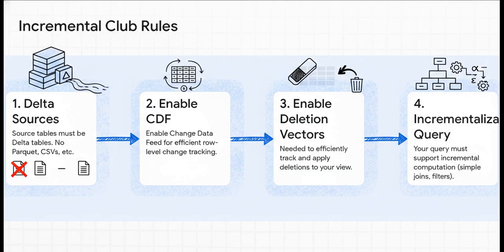Rule number 1, your sources must be delta tables, no exceptions. 2, you've got to turn on change data feed, or CDF. Think of it like a super detailed log of every single change. 3, enable deletion vectors so you can handle rows being removed efficiently. And finally, and this is often the trickiest part, your query has to be what we call incrementalizable. That means it's built with things like simple joins, filters, and group bys.